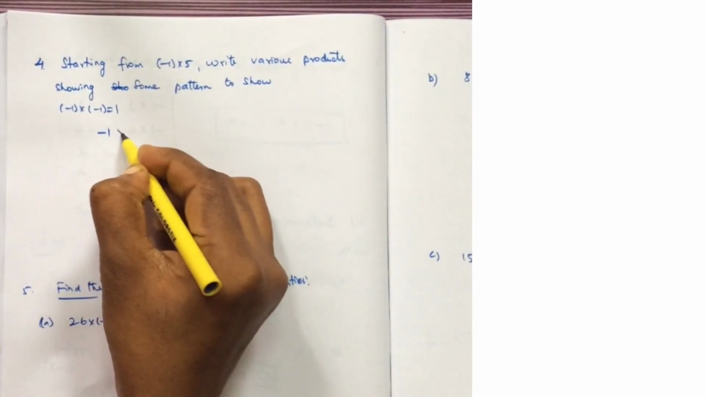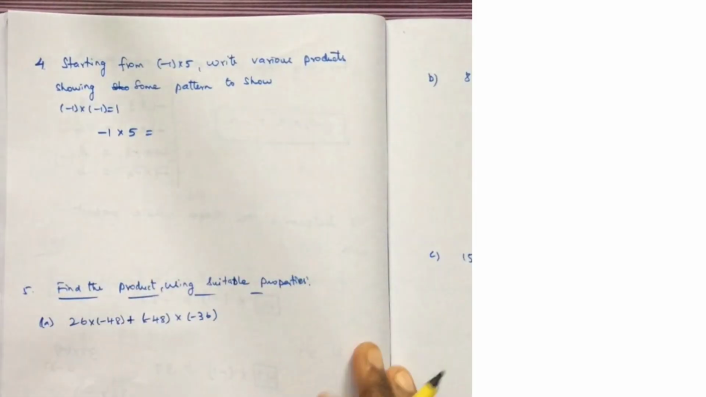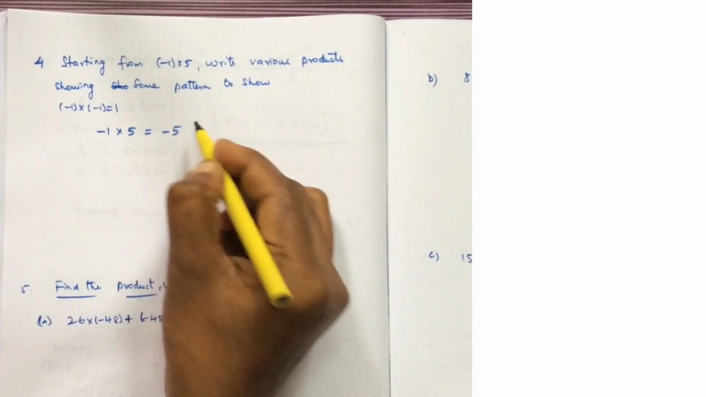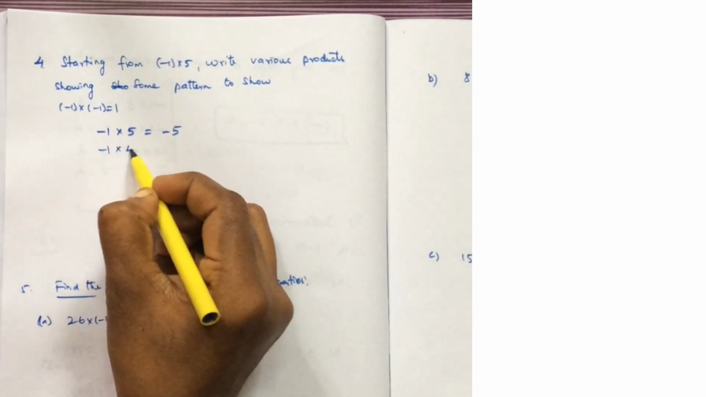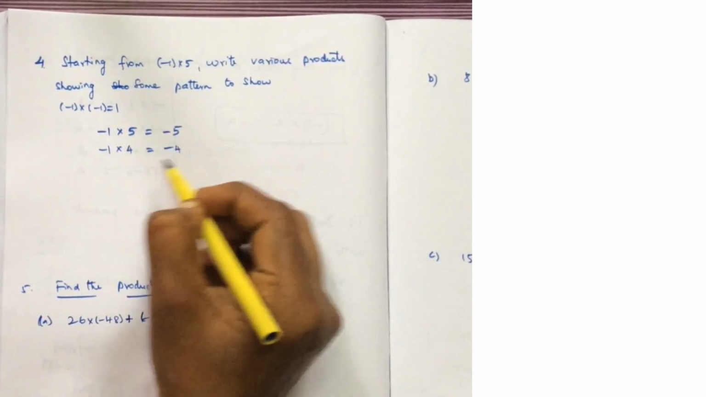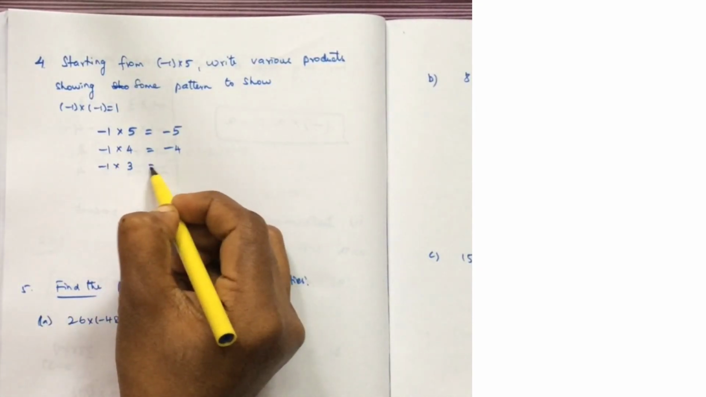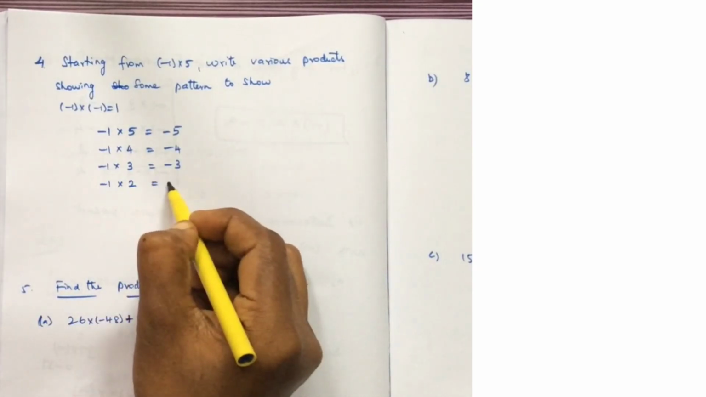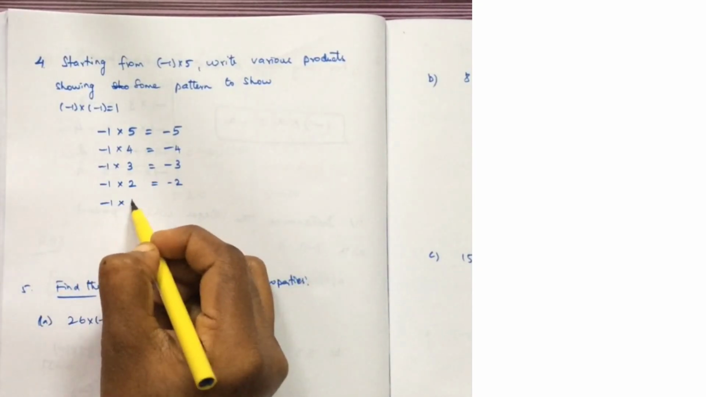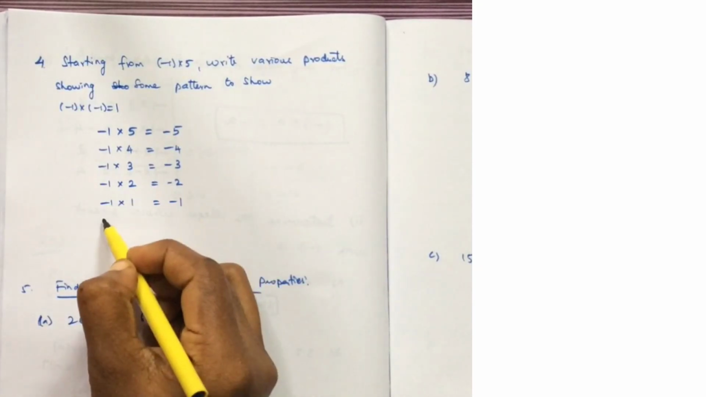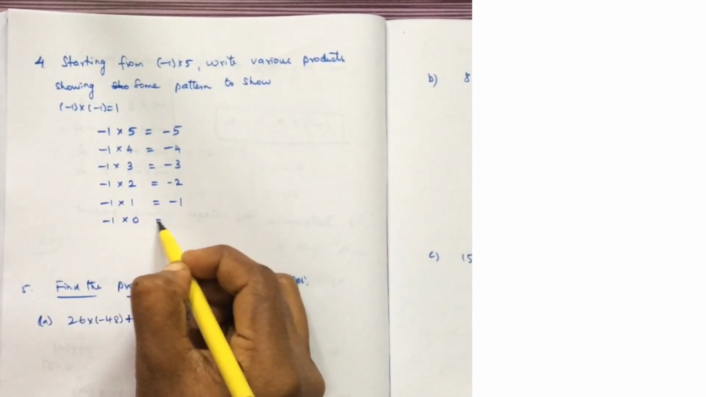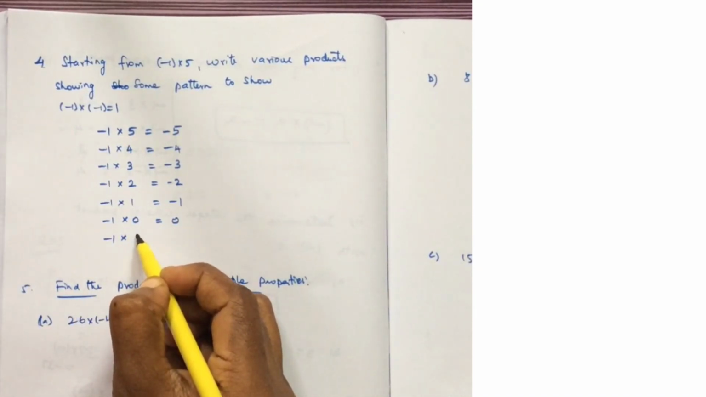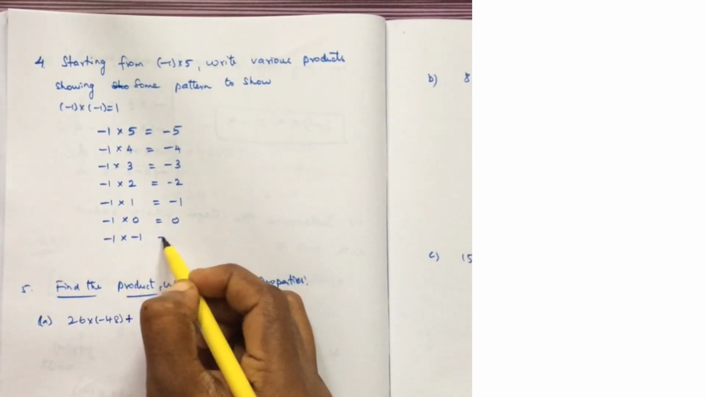Minus 1 multiplied by 5 is minus 5. Okay, so minus 1 multiplied by 4 is minus 4. Minus 1 multiplied by 3 is minus 3. Minus 1 multiplied by 2 is minus 2. Minus 1 multiplied by 1 is minus 1. Minus 1 multiplied by 0 is 0. So minus 1 multiplied by minus 1, that is equal to 1.